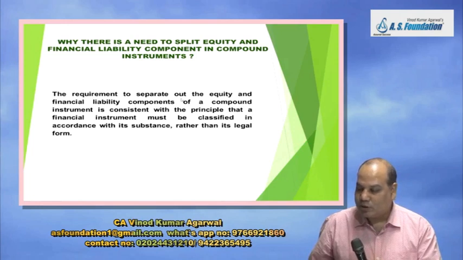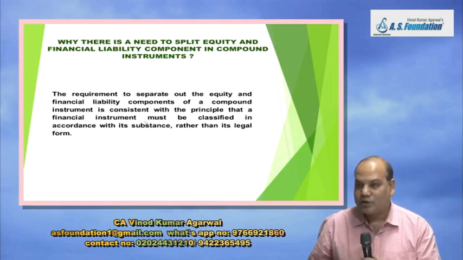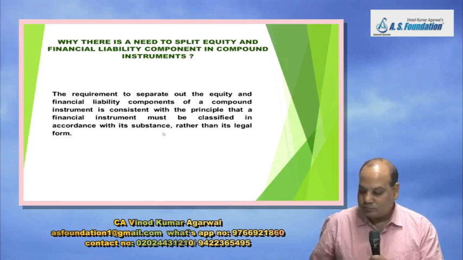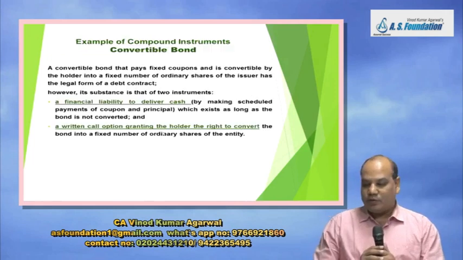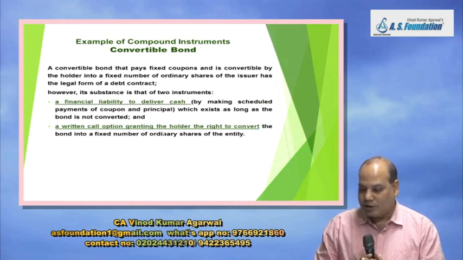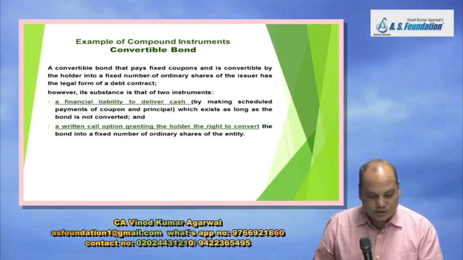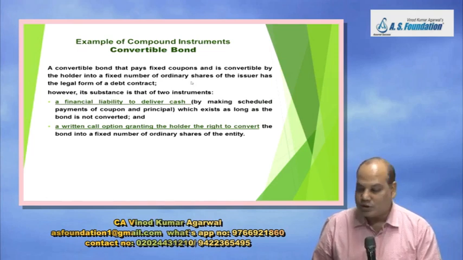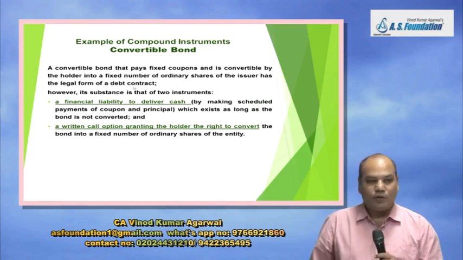The requirement to separate out the equity and financial liability components of a compound instrument is consistent with the principle that a financial instrument must be classified in accordance with its substance rather than its legal form. And accounting is also different. Now, how to separate them? So once again, understand paragraph 21. Example: a convertible bond that pays a fixed coupon and is convertible by the holder into a fixed number of equity shares of the issuer has the legal form of a debt contract.